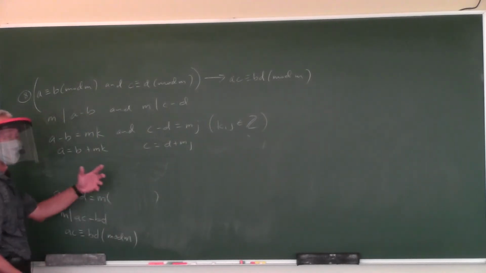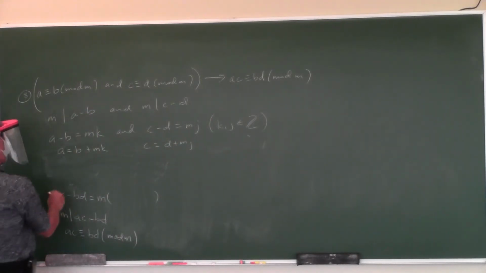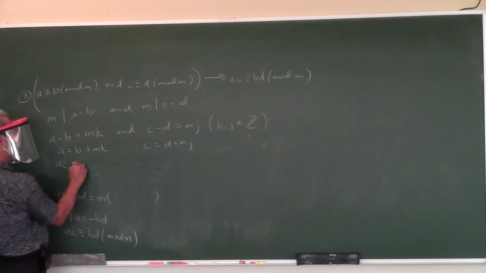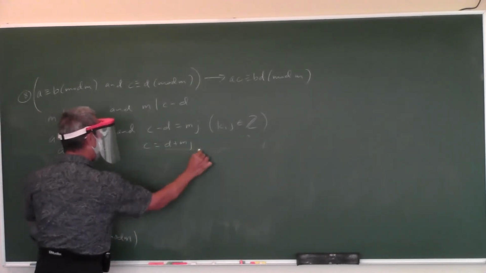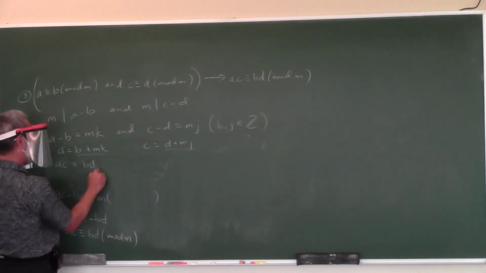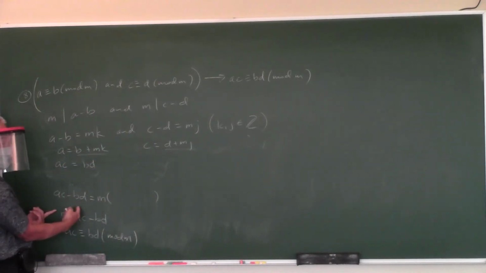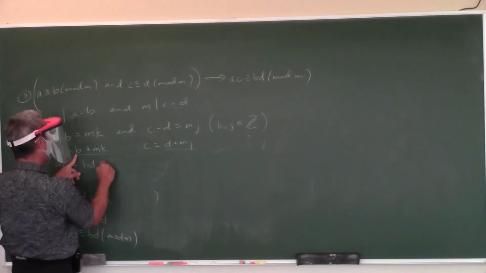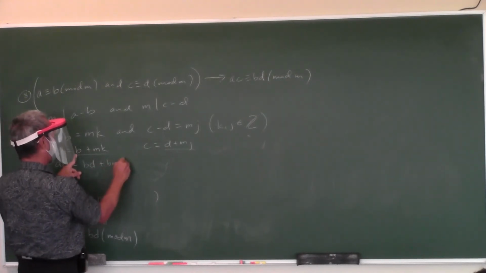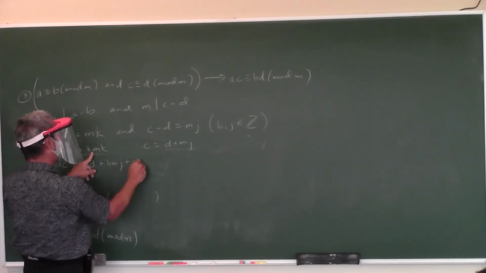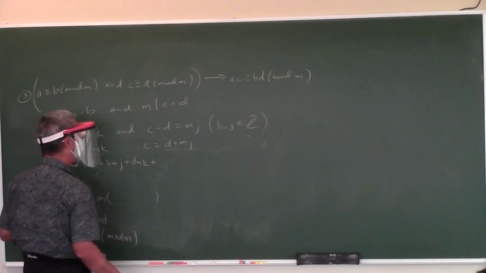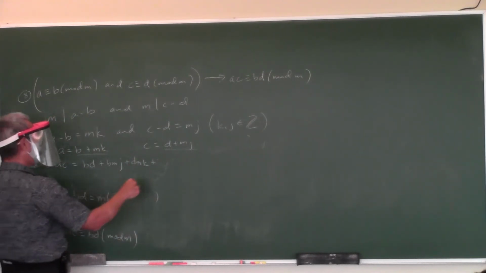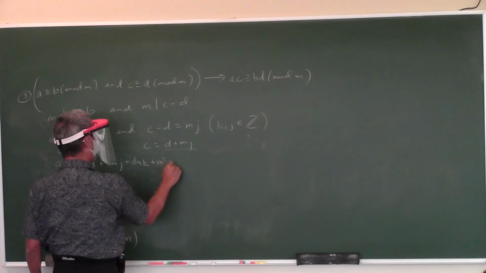And then now I multiply them. So A times C is equal to, okay, why don't we just do this in one fell swoop? What is this times that? BD, because then when you bring it over, you get the minus. BD plus BMJ, I'm going to do this one correctly, plus DMK, plus M squared JK.